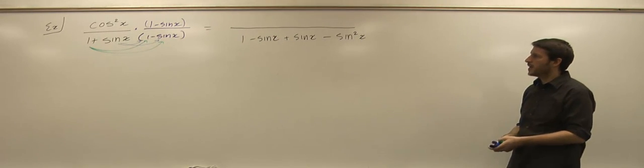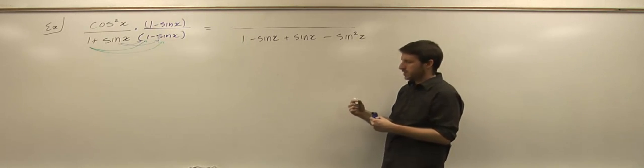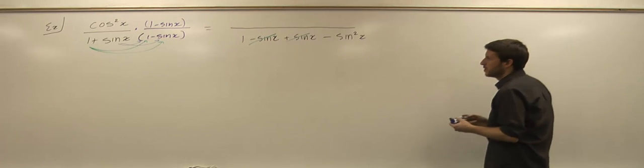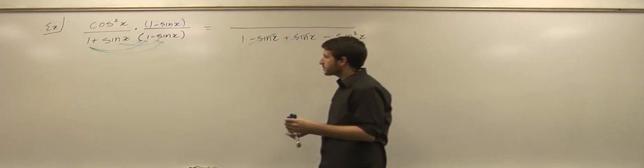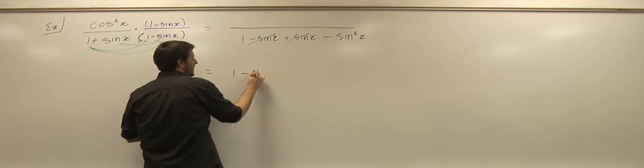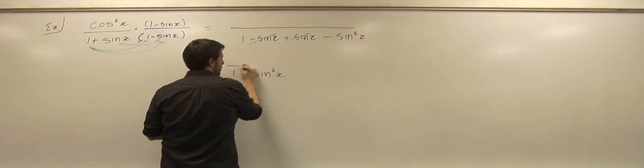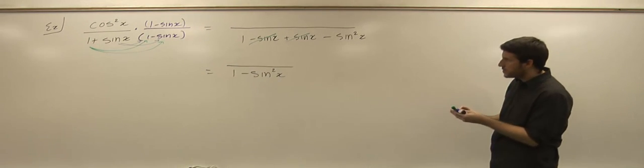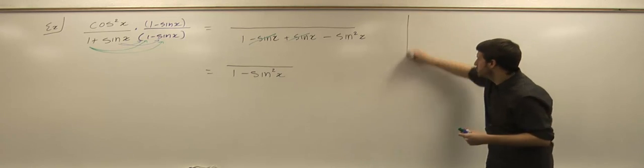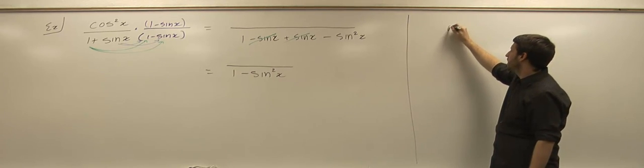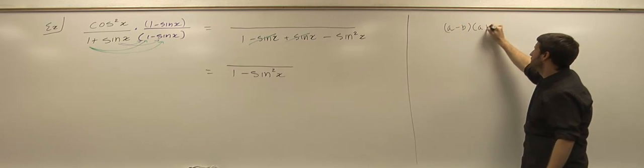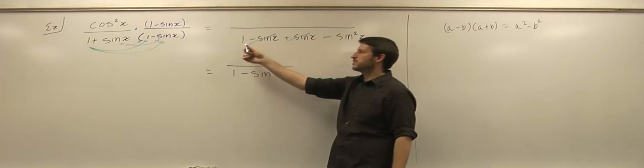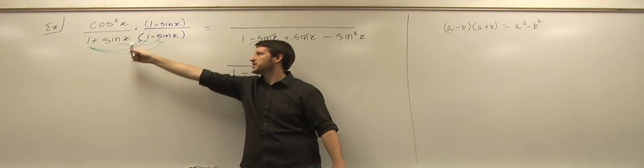But I'm kind of wasting my time, right? Because these middle terms are just going to cancel. Positive sine x and negative sine x become 0. So the bottom here is 1 minus sine squared x. And we're using the idea that I showed you at the very beginning of this lecture. If you have a minus b times a plus b, that's always a squared minus b squared. So if you don't want to do this multiplication, you don't have to. This is always going to be 1 minus sine squared.